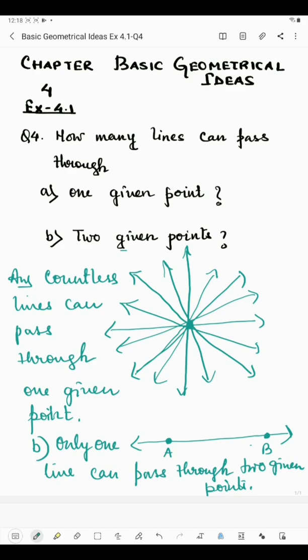So what we have observed is that countless lines pass through one single point, and only one line can pass through 2 given points. Okay, so this was all about question number 4.